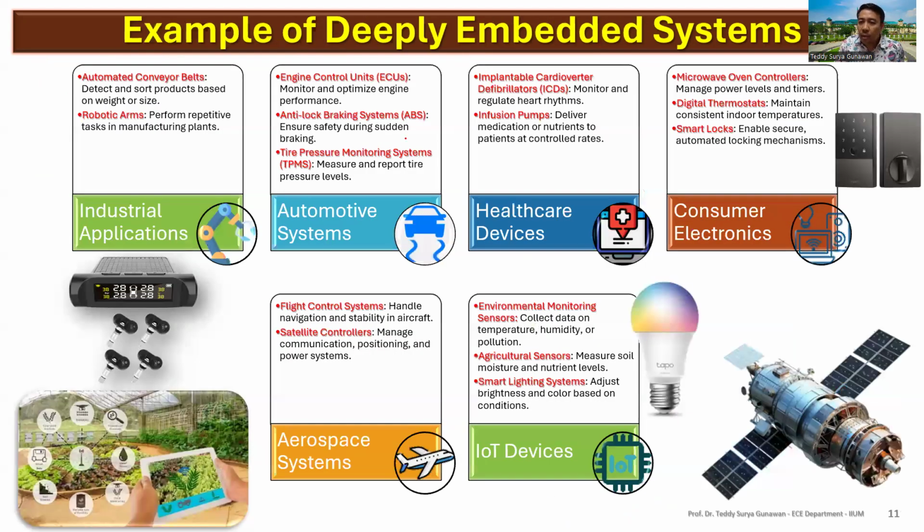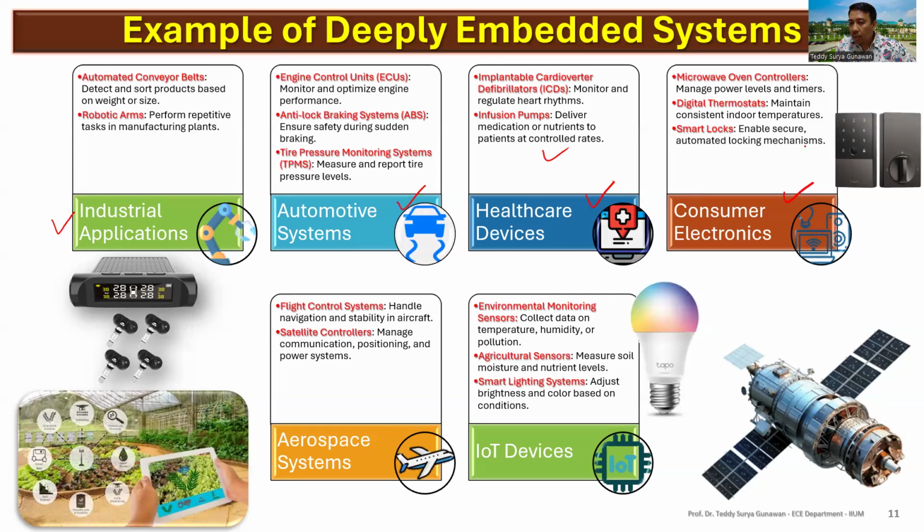These are the examples of deeply embedded systems. You can see from here, it can be used in industrial applications, automated conveyor belts, and robotic arms. It can be used in automotive systems like ECU, ABS, and TPMS. It can be used for healthcare devices, like the implantable cardioverter defibrillator to monitor and regulate heart rhythms, or infusion pumps, which deliver medication or nutrients.